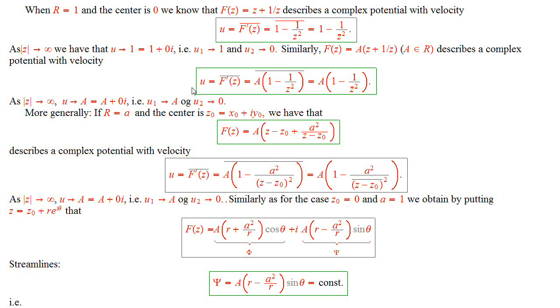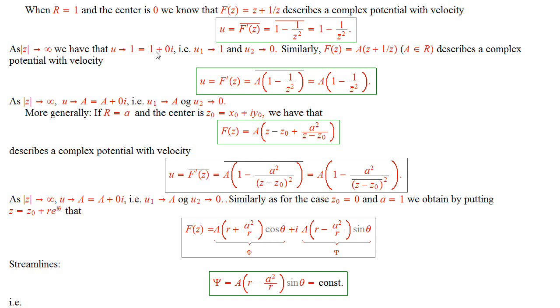When r is equal to 1 and the center is at 0, we have seen that the Joukowski transform z plus 1 over z is the complex potential corresponding to the velocity given by this expression. Note that when the absolute value of z goes to infinity, then u must go to 1. We see easily that z will also go to infinity, and therefore 1 over z will approach 0. So the velocity field will go to 1.